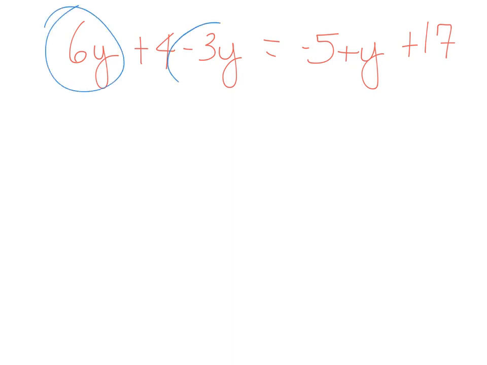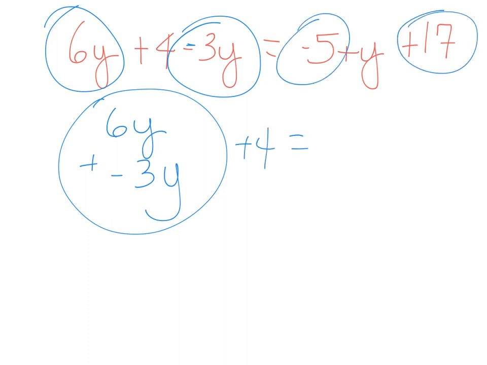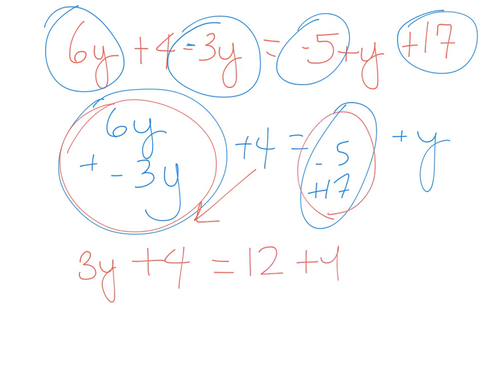You combine the y's right there. Don't forget that negative, okay? So then we have 6y plus a negative 3y, plus 4. And then on this side, we can combine those two. So then we have negative 5 plus 17, and then plus y. So you combine it over here, you're going to get 3y plus 4, just bring down that 4, equals negative 5 plus 17 is 12, plus y. Okay?